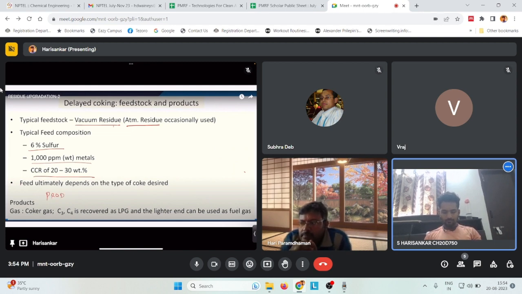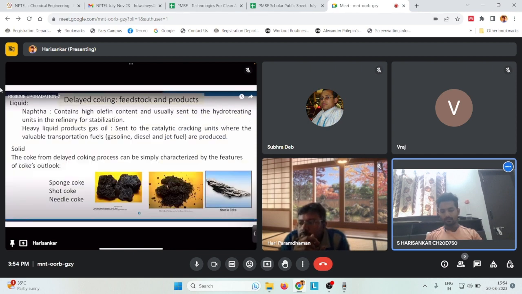The major products from delayed coking are gas, liquid, as well as solid. The gases are basically in the range of LPG, usually C3, C4 gases. Sometimes these gases are also called coker gas. These C3, C4 gases are usually recovered as LPG or lighter naphtha, and are the gases that form from delayed coking.